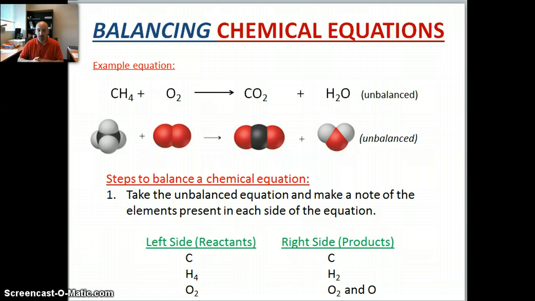So there's really 4 steps that you can use to balance a chemical equation. You can also come up with your own. The first thing is to write out the elements present in each side of the reaction. Okay, so here we have methane plus oxygen, we get carbon dioxide and water. So what you need to do is first just write the left side, the reactants, so that's everything over here. What do we have? We have 1 carbon, 4 hydrogen atoms, and 2 oxygen atoms. On the right side, the products, we have 1 carbon, we have 2 oxygens here plus another oxygen, so we have O2 plus O, and we have an H2. So we write those down.